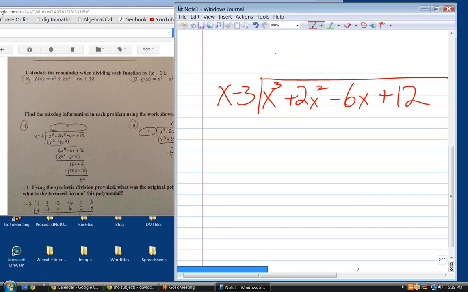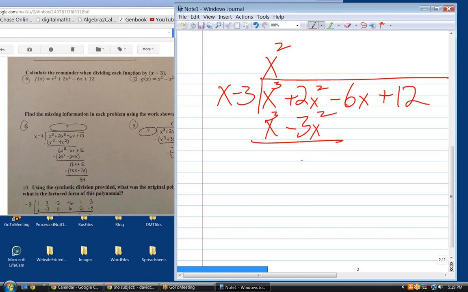Tell me what the first thing I want to write right there is. X squared. Okay, now what? And then you do x squared on the bottom. Well, you multiply x squared times both of these terms. Yeah. Well, x squared times x gives you x cubed. X squared times minus 3 gives you minus 3x squared. Now what? Then you subtract them.